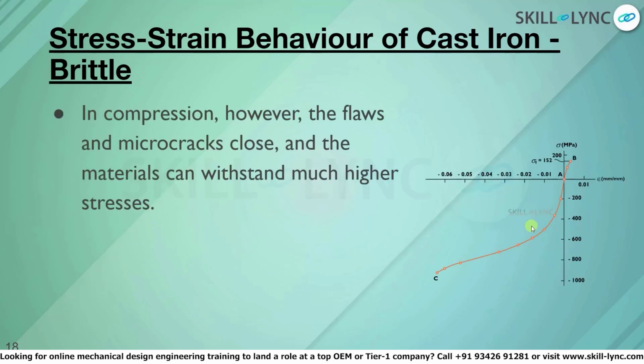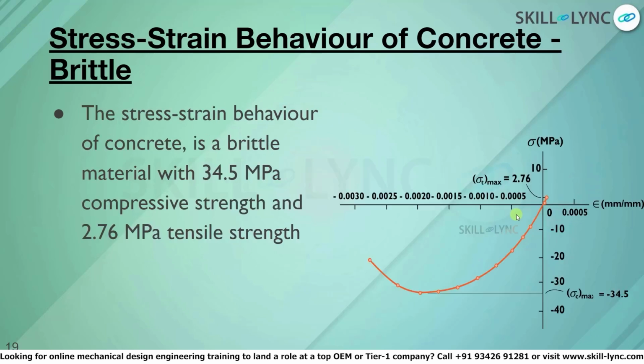But in compression, the flaws and micro cracks basically close because we are giving inward stress, and the material can withstand much higher stresses. If we take the stress strain behavior of concrete, which is again a brittle material, we can say from the graph that the compressive strength would be up to 34.5 megapascal, and at the same time it has a very low tensile strength, which is approximately 2.76 megapascal.